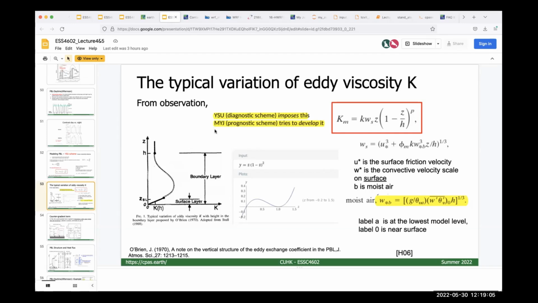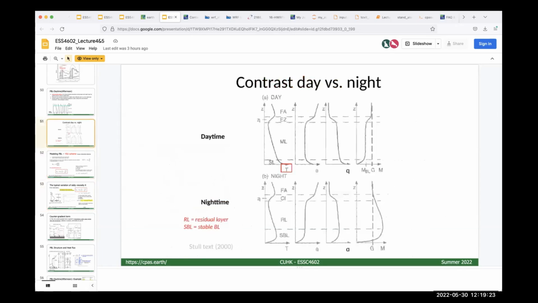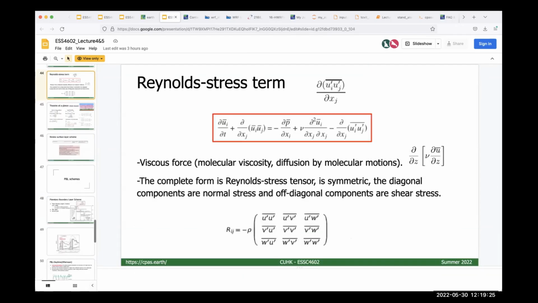And the other choice, MYNN, does it in another way. It does not impose the shape of this K like this. It uses prognostic variables to model it. That is, there are terms for this Reynolds stress tensor. They group some terms, and then they write a formula for the rate of change of TKE over time, and give it some formulation. You may read that MYNN paper.